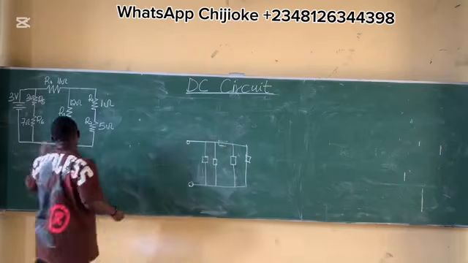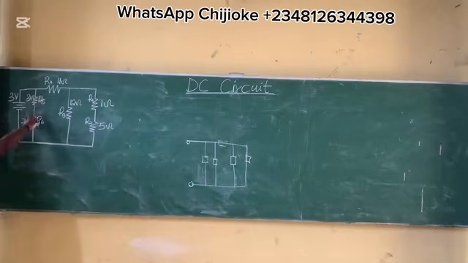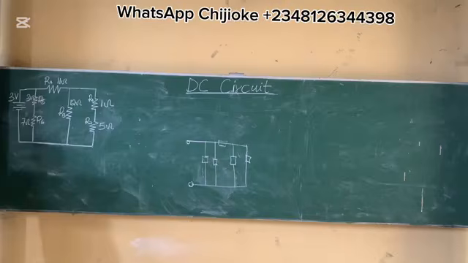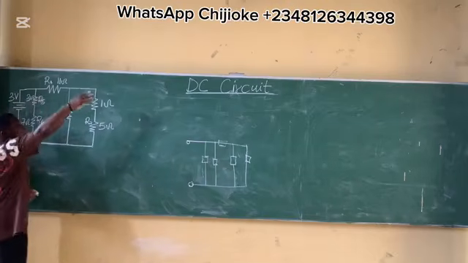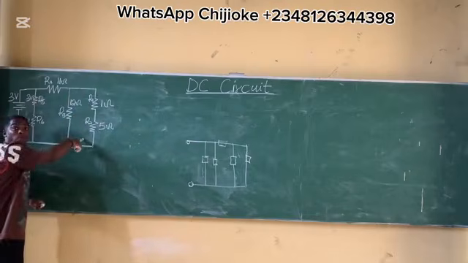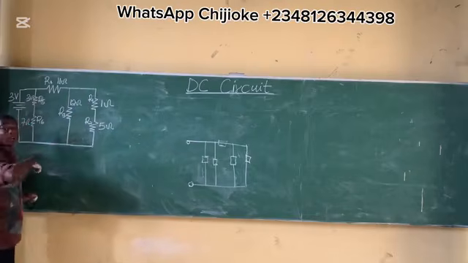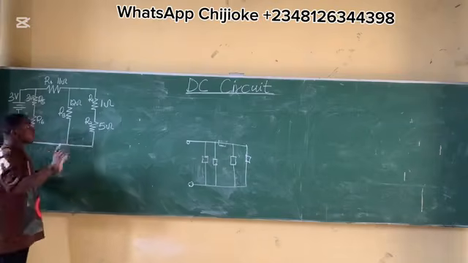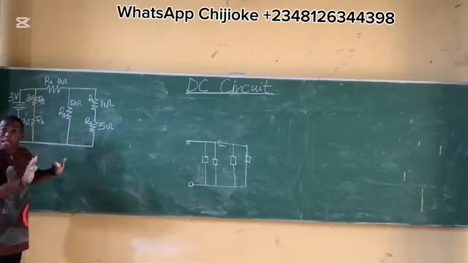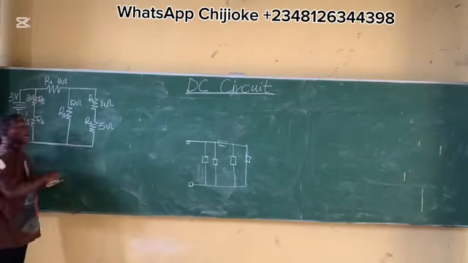If I want to start reducing this circuit now, will I start from R5 and R6? You start from the last. I'm calling it the last or the first, whichever one. It means I'm going to take which one and which one? R1 and R2. R1 and R2, are they in series or parallel?